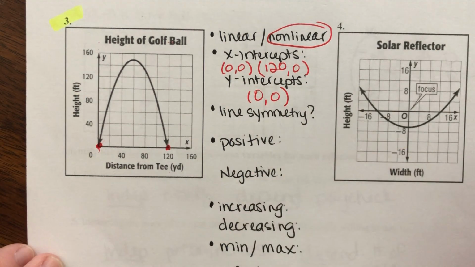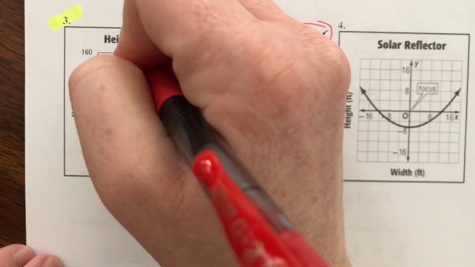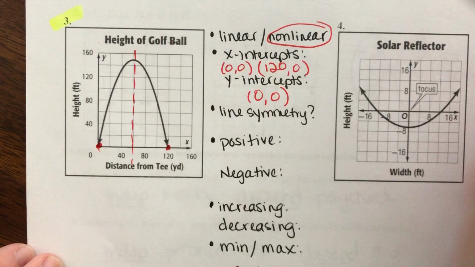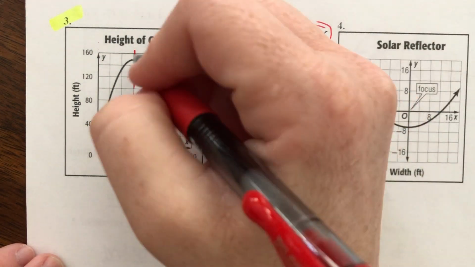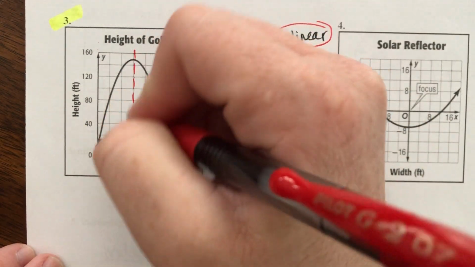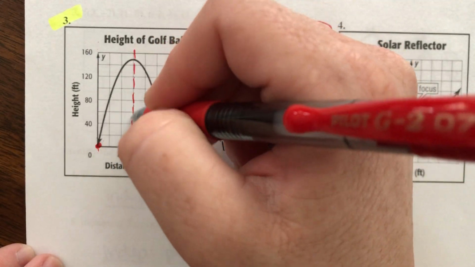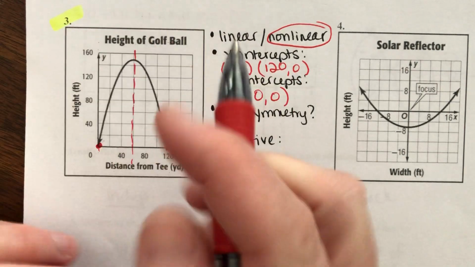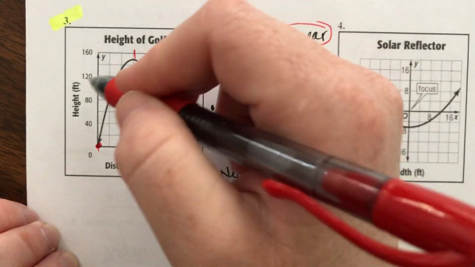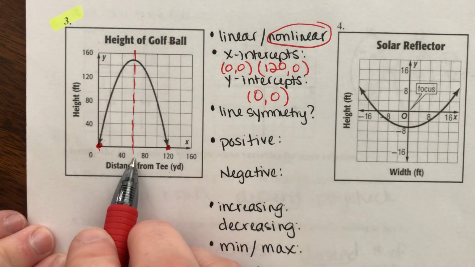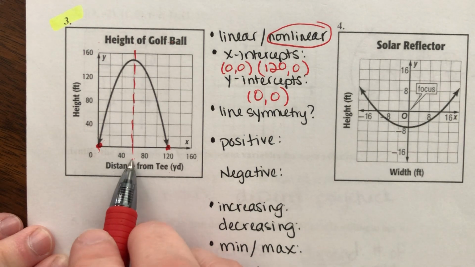All right, line symmetry. Is there anywhere I can draw a vertical line, fold my graph in half, and it matches up? Yes. It looks like right about here. We're just kind of estimating. This isn't perfect. But it looks like if I folded my graph in half here along this axis, both sides would meet up perfectly. So this looks like it's about when x equals 60.